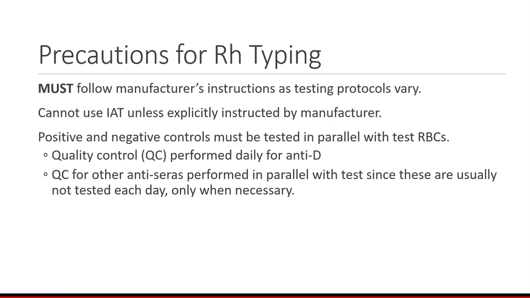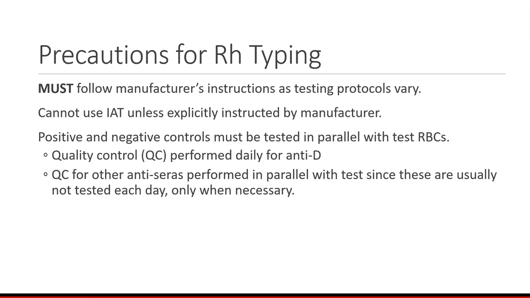Precautions for RH typing are the same as with any other types of procedure. You must follow the manufacturer's instructions, as testing protocols for different types of reagents from different manufacturers vary. You cannot use the indirect antiglobulin test unless it's explicitly instructed by the manufacturer. For example, for those IgM anti-Ds, you cannot do the IAT. You cannot do the weak D test. Positive and negative controls must be tested in parallel with the test RBCs.